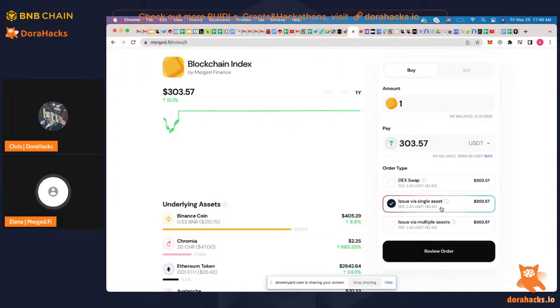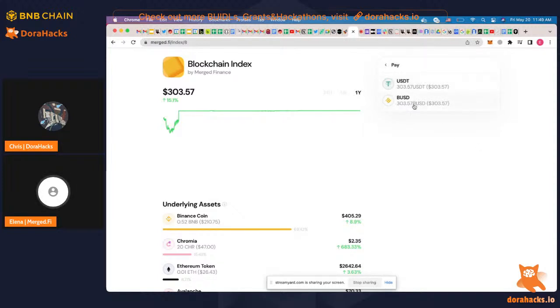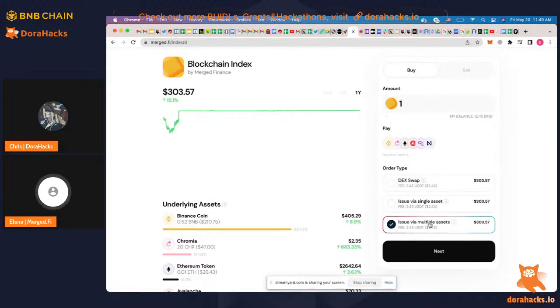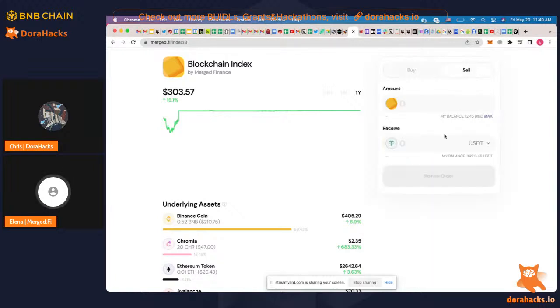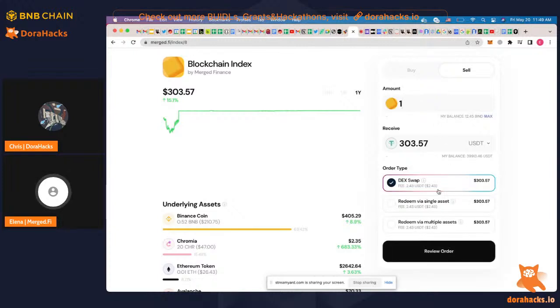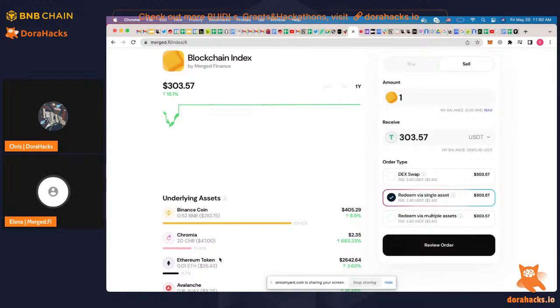The second way is issuing with a single asset. That is when we buy an index using one asset, like USDT or BUSD. And the last way is if the user has all underlying assets in the wallet, they can issue the index using these underlying assets. And the same for selling. It can be DEX swap or redeeming with a single asset. So all underlying assets will be sold and swapped to the asset they choose, USDT, and USDT will be sent back to the user wallet. And the last is redeeming via multiple assets, when the user gets all underlying assets from this index.